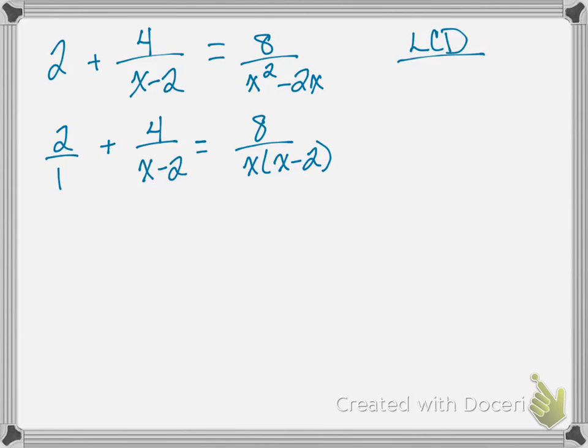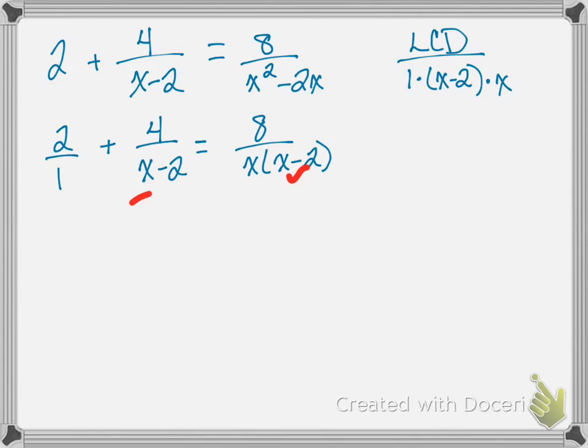So my LCD is going to have a 1 in it. Do I have to write that 1 down? No. I don't have to. I certainly can, but I don't have to. Okay? Here I've got x minus 2. Then I look at my last one. The x minus 2 is already accounted for, so I don't have to worry about that. But what's not accounted for yet? The x.